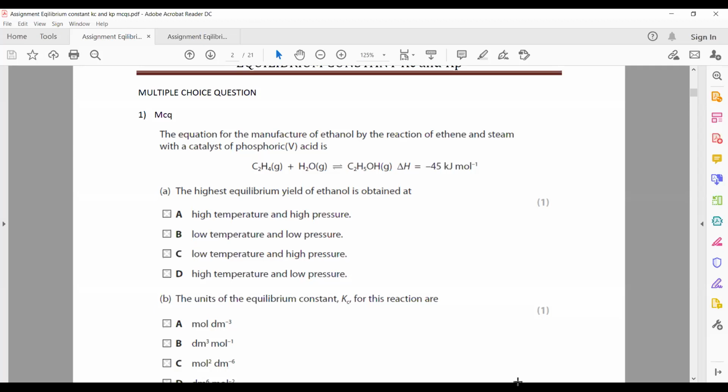For 1A, C will be the right answer. Why? Because it's an exothermic reaction, so decreasing the temperature and increasing the pressure will both lead to a higher yield of ethanol.